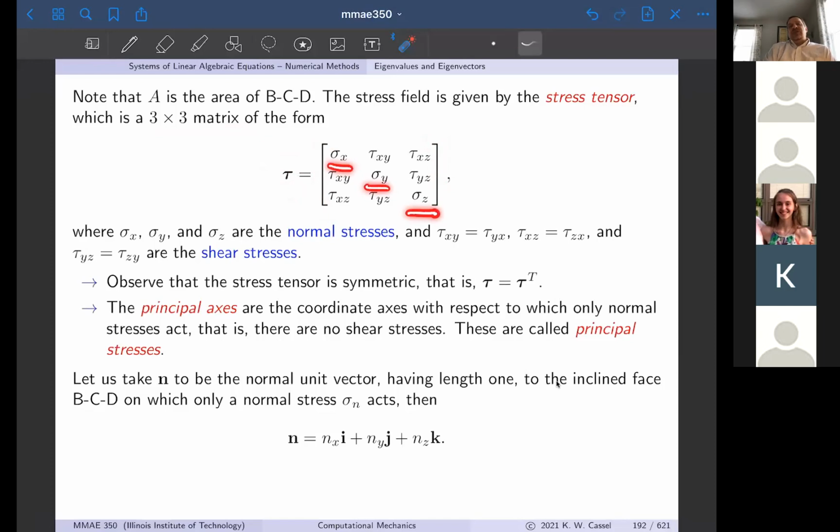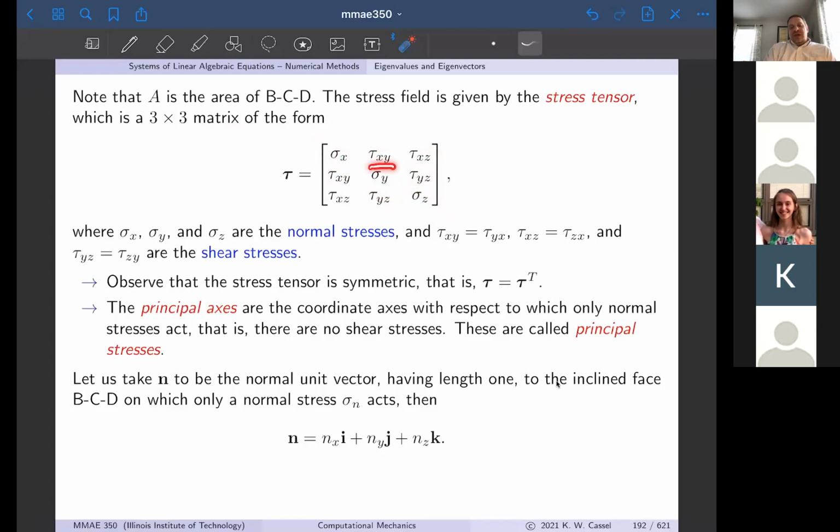So in some notations, people say tau xx, tau yy, tau zz. It's because they're on the x, y, and z face respectively, and they're acting in the x, y, and z directions respectively. So a lot of people use sigma x, y, z. Some people use tau xx, tau yy, tau zz. They're synonymous. So those are the normal stresses on the main diagonal. On the off diagonal are the shear stresses. So these are the tau xy's, tau xz's, tau yz's.